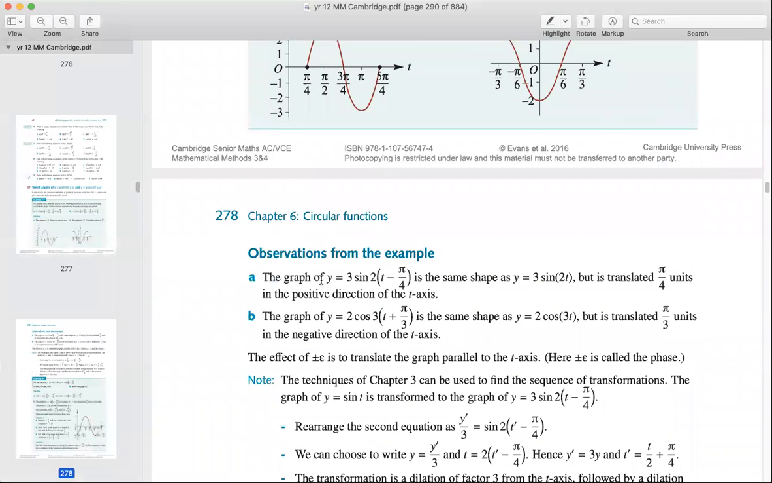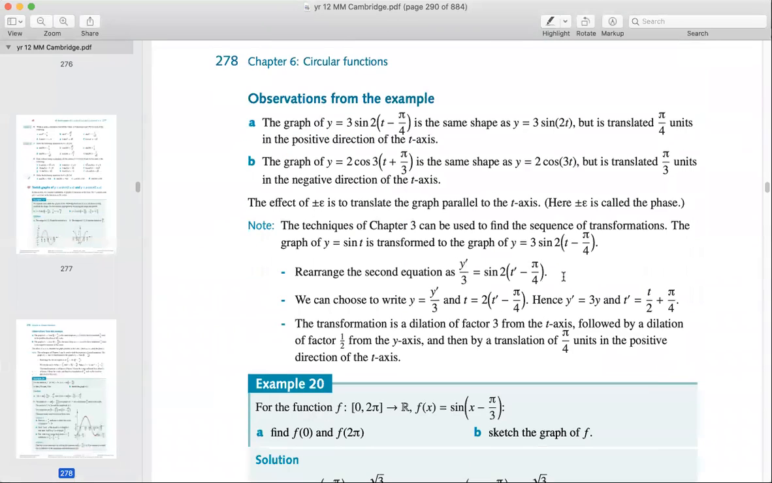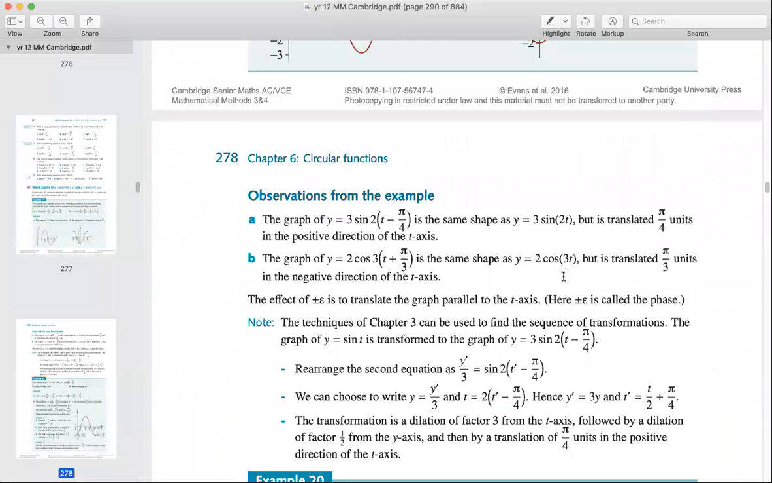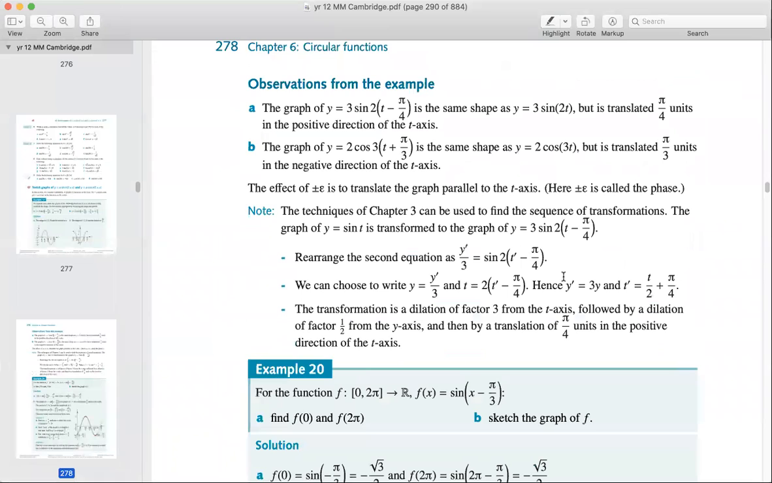So they then give us observations. It's translate pi on 4 units in the positive direction, and translate pi on 3 in the negative direction. Okay, so that would be it. And again, of course, we can use our coordinate method to write down x dash equals blah blah blah, y dash equals blah blah blah to get the exact transformation sequence. It's the same thing, okay?